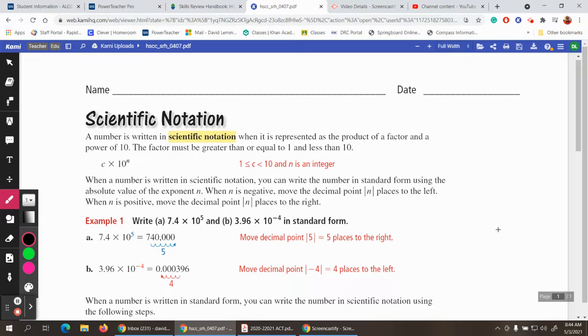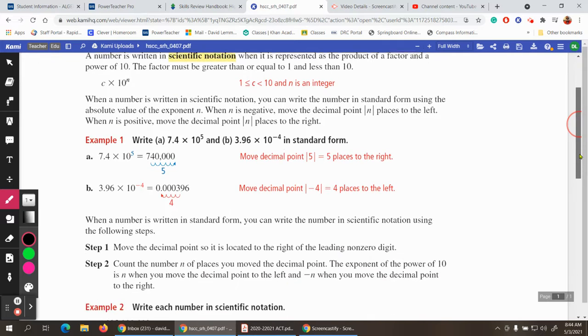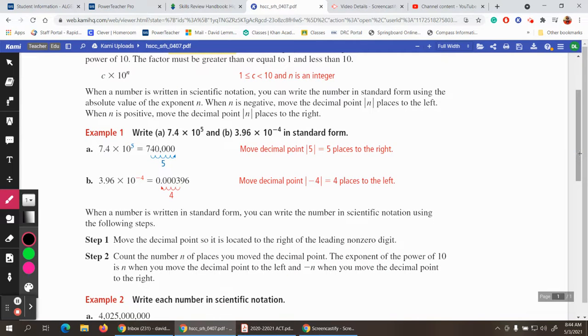Alright, so let's take a look at our examples. Okay, so we have a number. And usually they start you off learning it backwards, right? Well, what does it mean when you have 7.4 times 10 to the 5th? What that means is that the 5th here means the decimal is going to move 5 times, and because it's positive, it's moving to the right. Okay, it's going to move 5 times to the right.